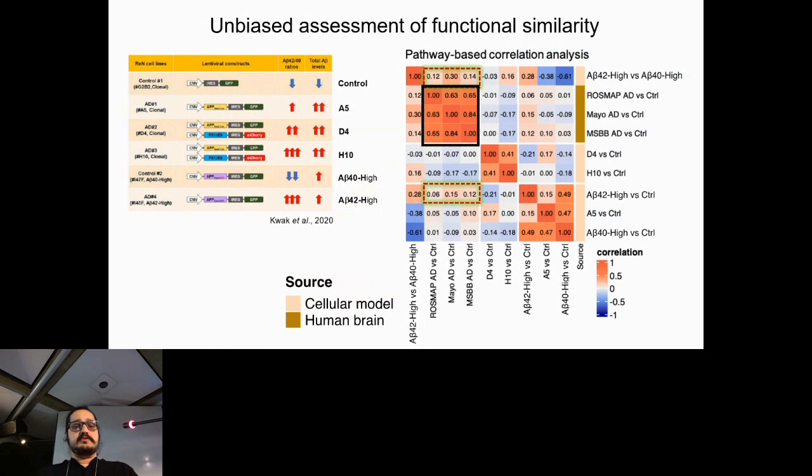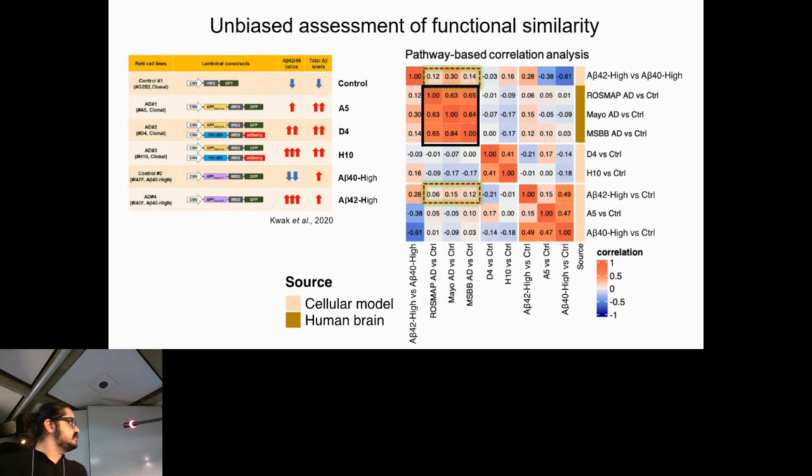But what I hope you can appreciate is that one of the model systems that recapitulates amyloid beta 42 versus 40 ratio pathology, in fact, positively and significantly correlates with different brain regions. And upon unsupervised clustering, this model actually groups with human brain regions rather than other cellular models.